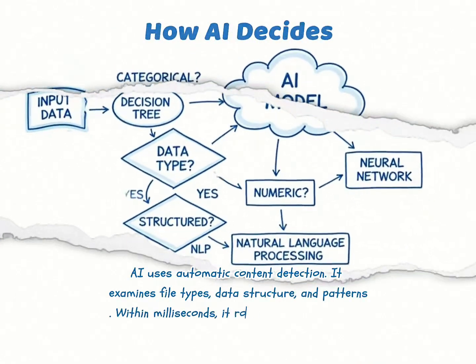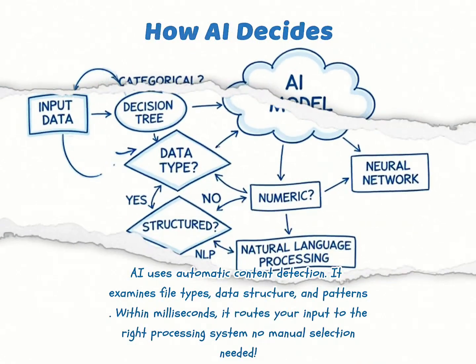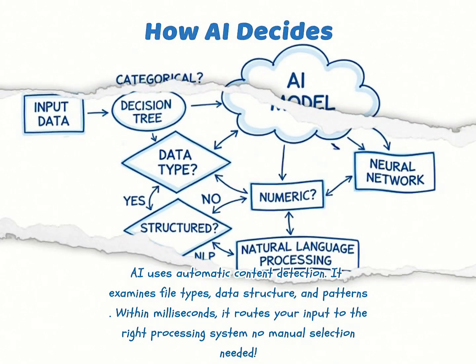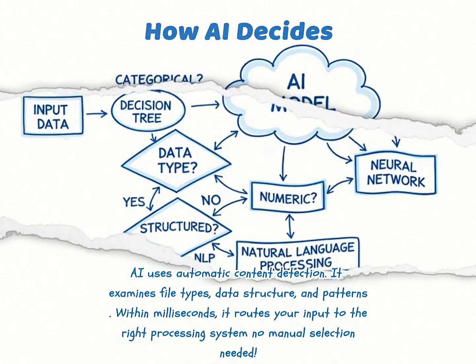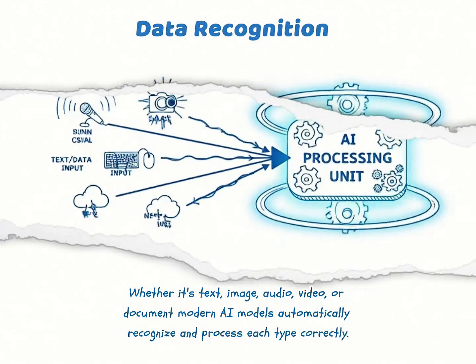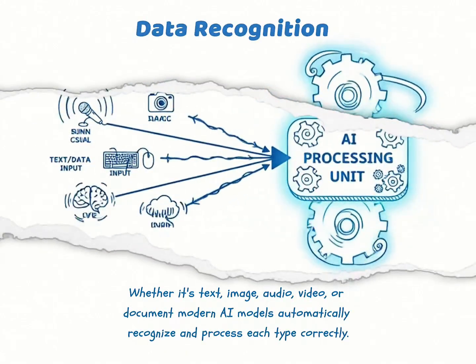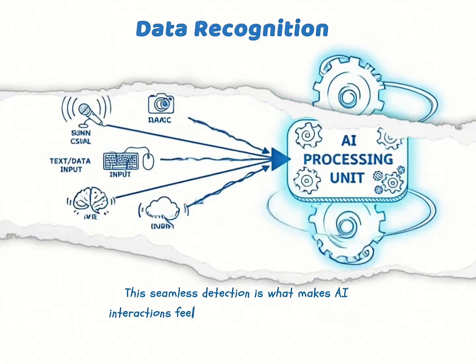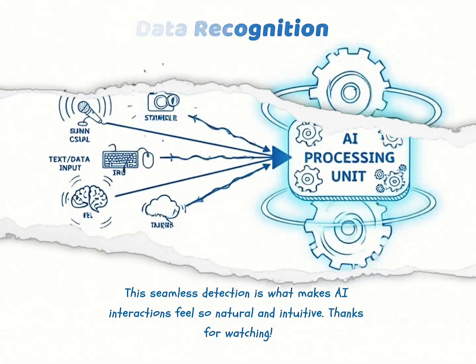AI uses automatic content detection. It examines file types, data structure, and patterns. Within milliseconds, it routes your input to the right processing system. No manual selection needed. Whether it's text, image, audio, video, or document, modern AI models automatically recognize and process each type correctly. This seamless detection is what makes AI interactions feel so natural and intuitive.